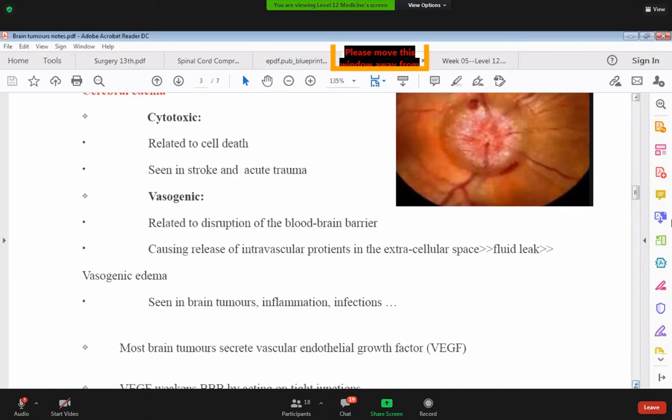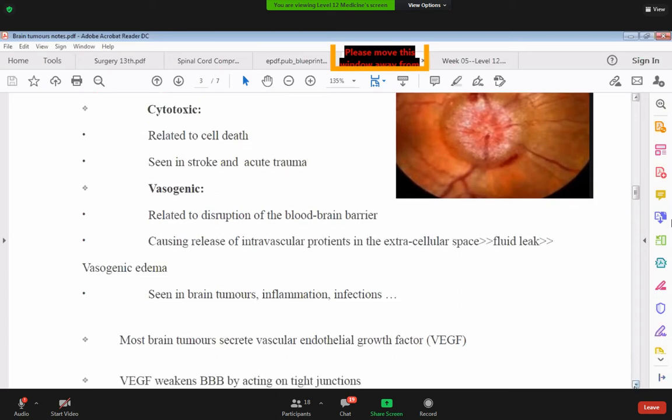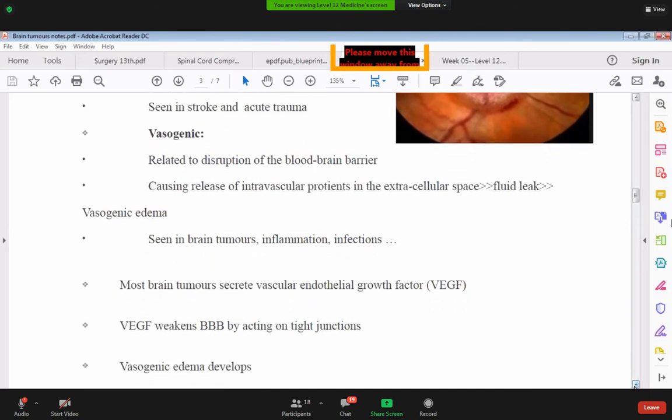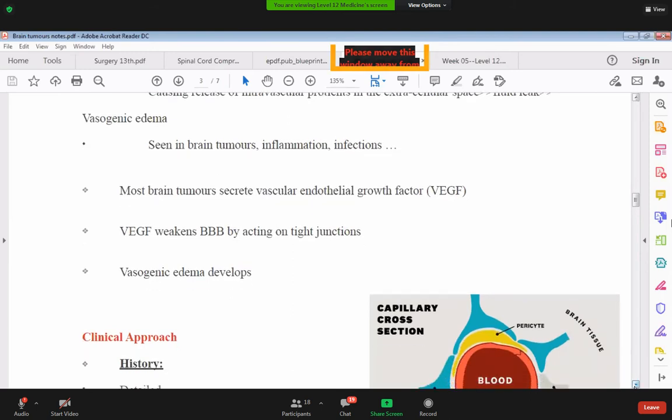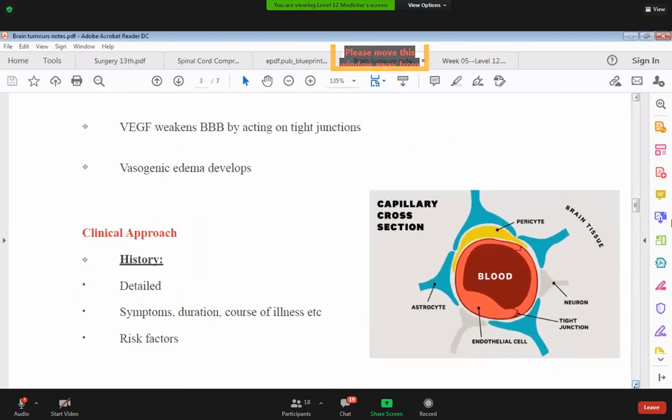And most brain tumors secrete a factor, the vascular endothelial growth factor. This vascular endothelial growth factor is related to the weakness or disruption of the blood-brain barrier. It weakens the blood-brain barrier, and actually it acts on the junctions between the cells, and it affects those junctions, and the blood-brain barrier is affected, and in this way it causes edema of the affected area. So the VEGF weakens the blood-brain barrier by acting on the tight junctions, and it causes the development of the vasogenic edema.